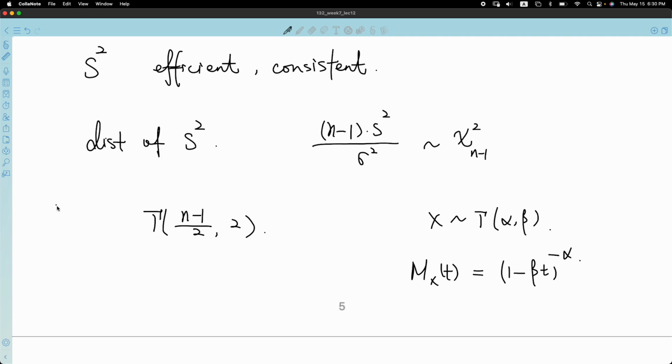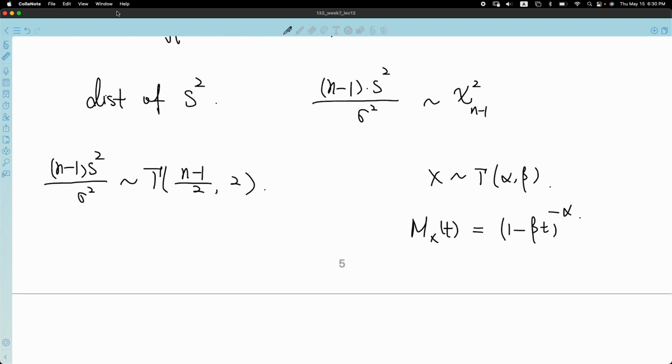So this whole quantity, (n minus 1) S squared over sigma squared, follows a chi-square, or in other words, a gamma distribution with this alpha and this beta. Now to find the distribution of S squared, we can again use the moment generating function. We know the moment generating function of that quantity. Our goal is to find the moment generating function for S squared.